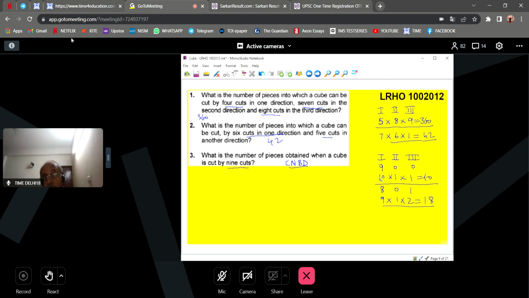Is it fine? What are the different ways I can do it? There are n number of ways I can do it. I'll get many values. What is the minimum value I'll get? Minimum value I'll get will be 10 and maximum value I'll get will be 64. So the answer to this question is cannot be determined. I hope that is fine. Fine. Let's work on the next one.